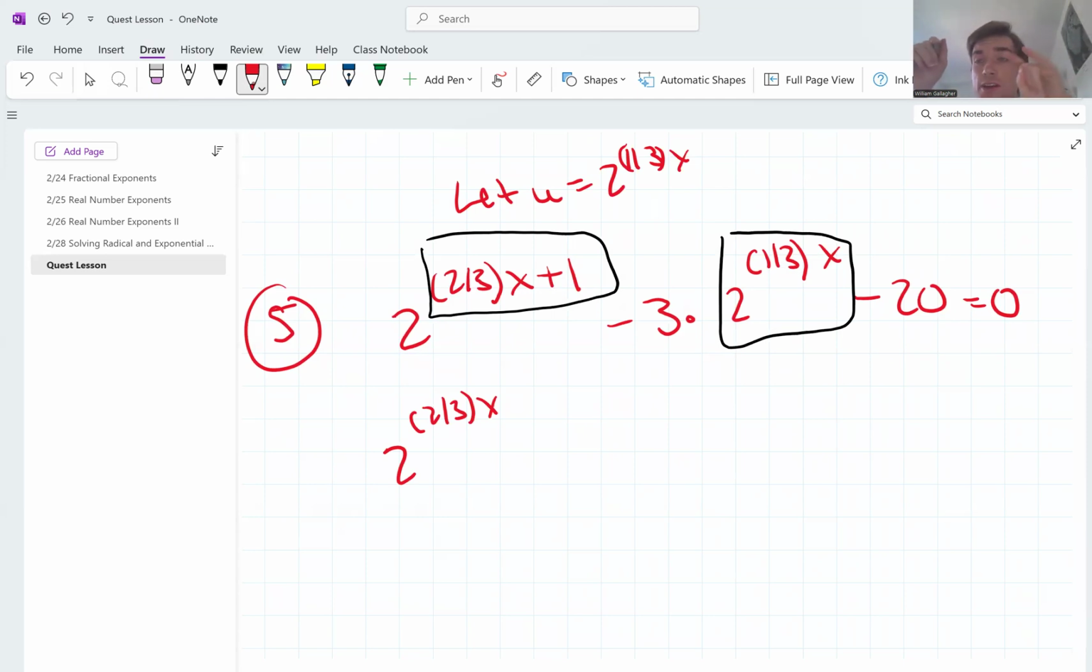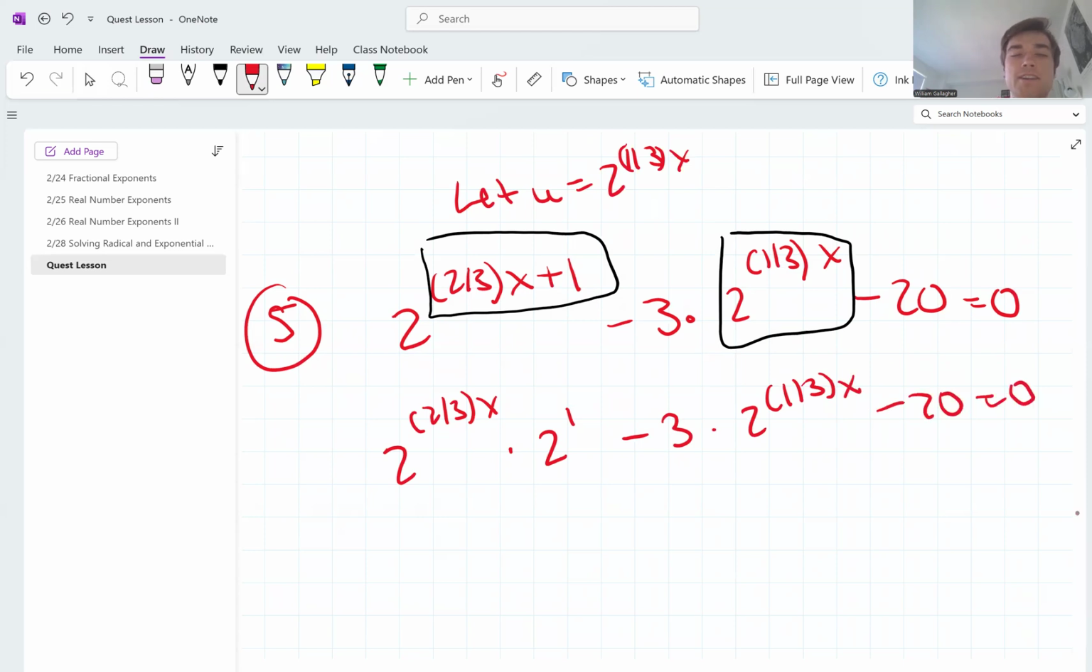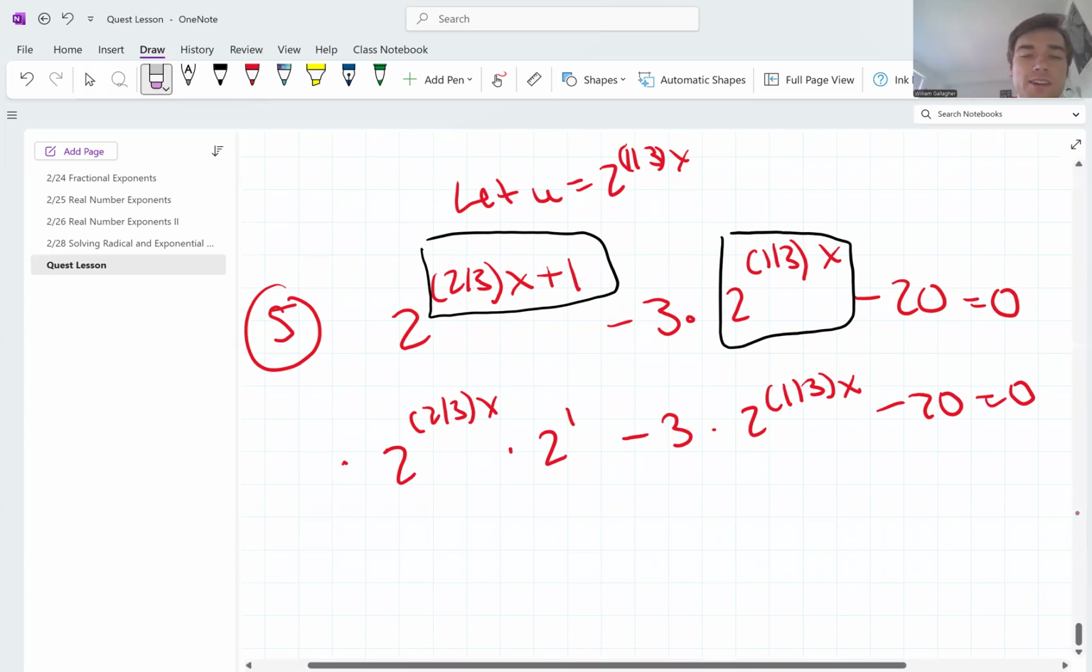And we know that if we multiply common bases, we add the exponents. Here, we're adding the exponents, which means we can rewrite and essentially work in reverse. We can think about this as 2 to the 2/3 x times 2 to the 1st, and then bring everything else over. So again, usually we would work from this step to this step: we multiply common bases, we add the exponents. Here, we're just undoing that. And now you can let u equal 2 to the 1/3 x. So you get 2u squared minus 3u minus 20 is equal to 0.